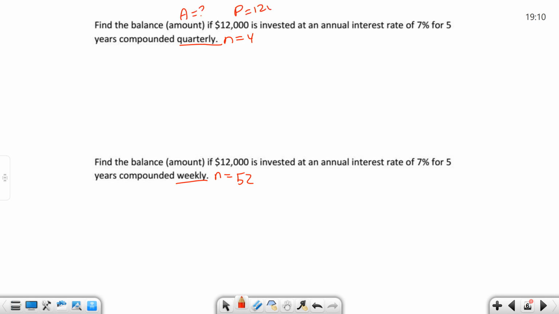P is 12,000. R is 0.07. T equals 5 because that's in years again, right? So we have the same values for everything here except N. So we're going to say A equals P times (1 plus R over N) to the NT. And I'm going to write the formula down for both of them.